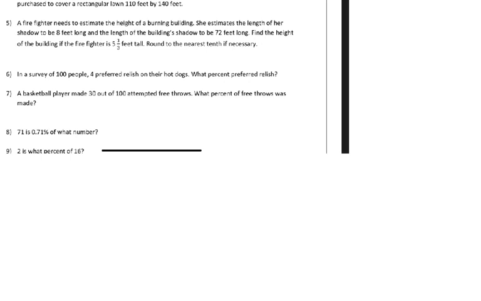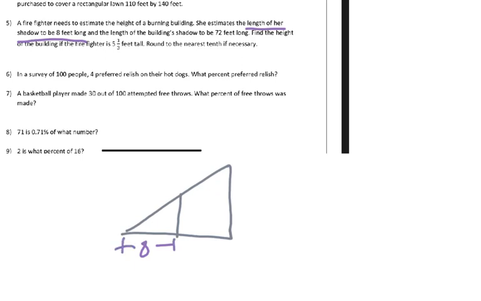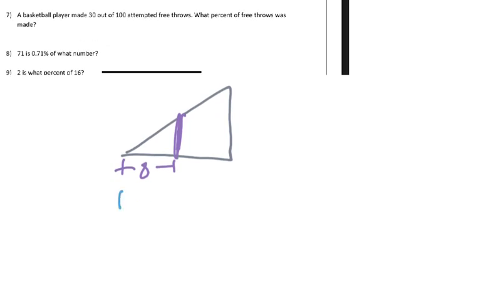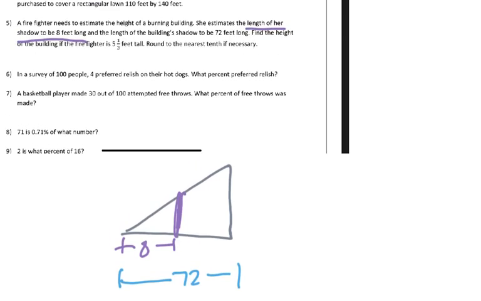So number 5, it says a firefighter needs to estimate the height of a burning building. She estimates the length of her shadow to be 8 feet long and the length of the building's shadow to be 72 feet long. Find the height of the building if the firefighter is 5 1/3 feet tall. Okay, so what is going on here, and without exposure to this, it's actually pretty difficult to notice. What it's saying is, she estimates the length of her shadow to be 8 feet long. So her shadow, she's right here, she's this length here. This is the firefighter. And the length of the shadow of the building to be 72. Find the height of the building if she is 5 1/3 feet tall.